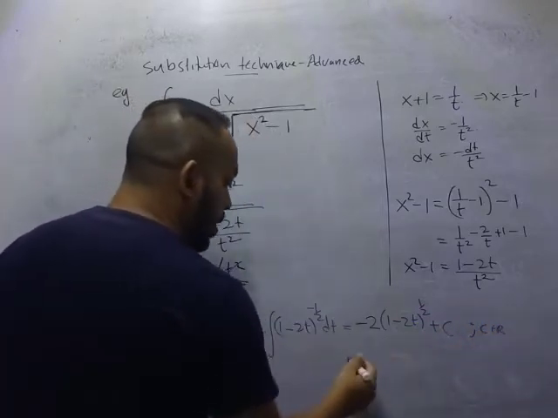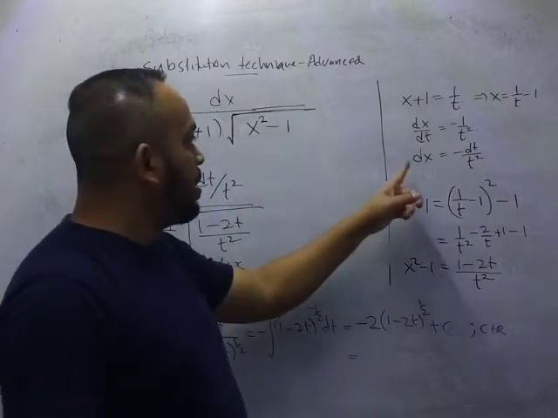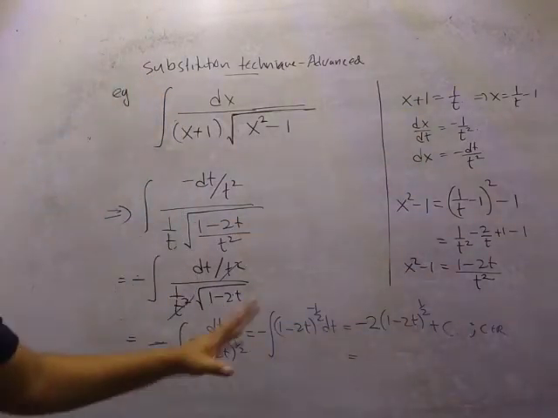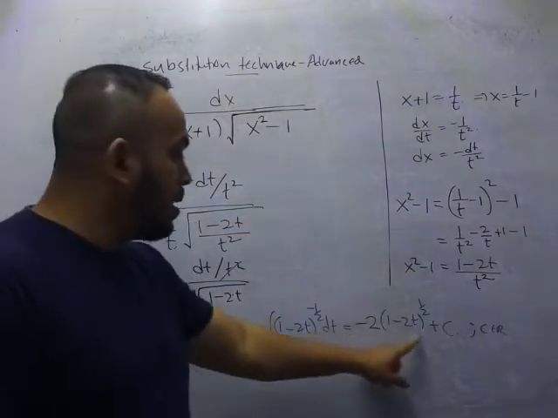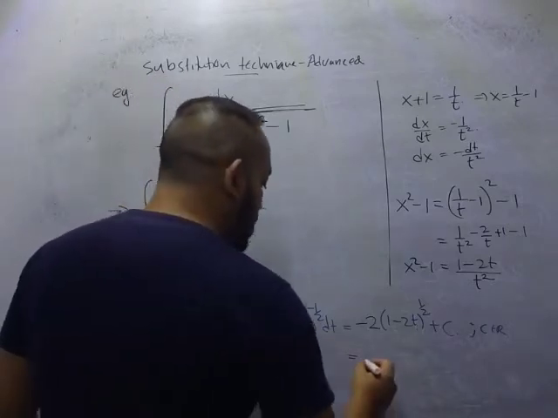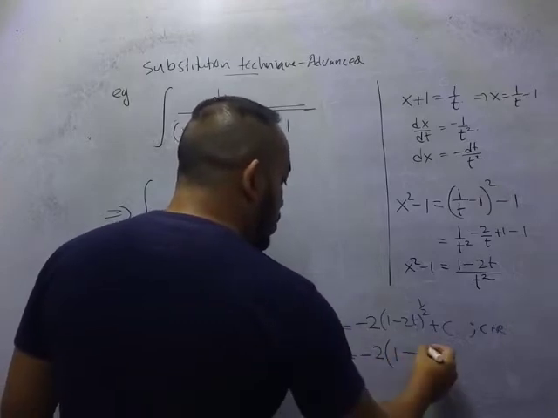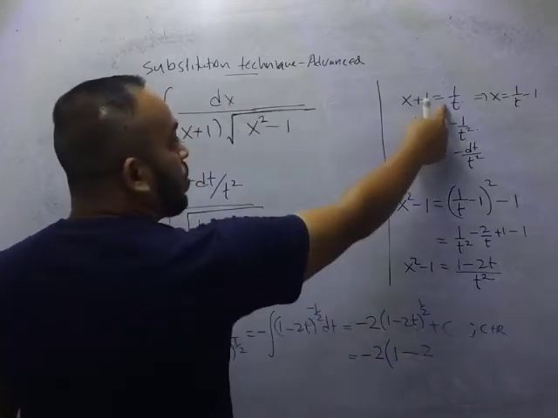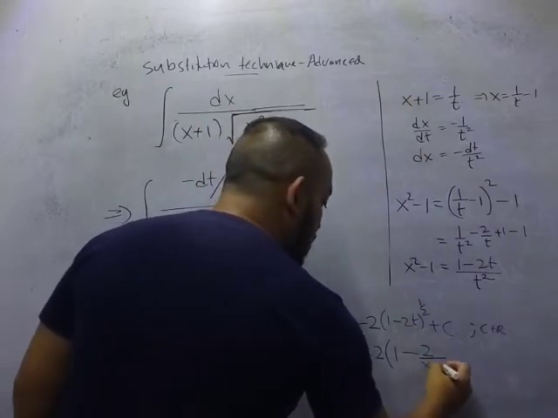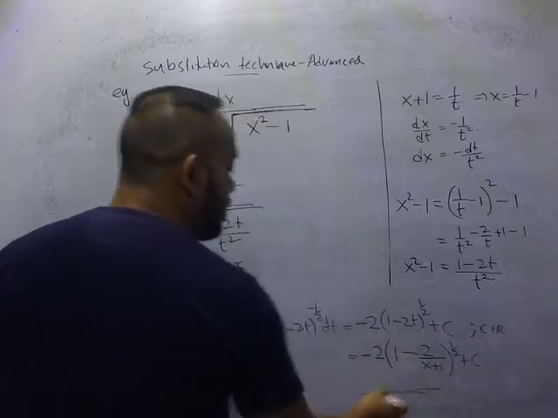Right. So now we can't stop here because we have to replace t. Here we have t, so how do you replace that? To replace it, you can do minus 2, 1 minus 2 times t. So what is t? t is 1 over x plus 1. So this is x plus 1 to the power of half, plus c. Right.